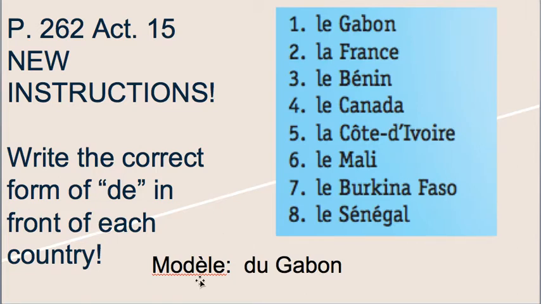Here's my model for you. The country of Gabon is number 1 because it has le in front of it. That tells me it's masculine singular. So I'm going to match that up with du because it is also masculine singular. All right. Pause and please complete those 8 in your notes and then come back ready to red pen correct.